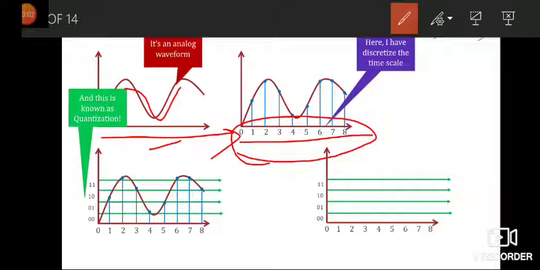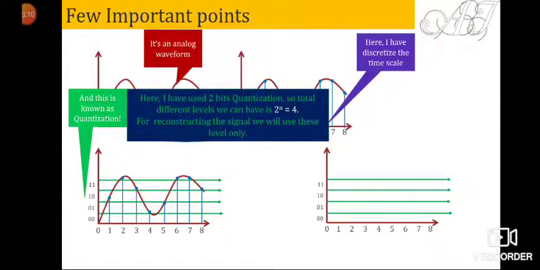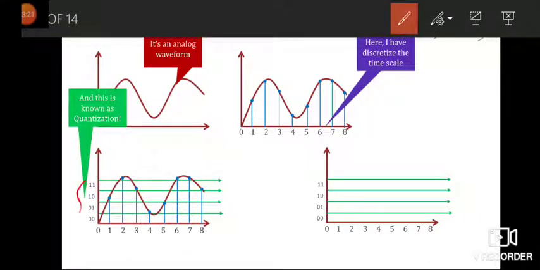That's all. Once I have discretized the time scale, the next step is that we are going to quantize this. See here, what do I mean by quantization? By quantization I mean that I will choose certain levels. I have chosen these 4 levels in this case. And I will assign the value of this signal corresponding to these levels only. Now I won't say that at time t is equal to 1, my signal has any value like 3 volt or something.